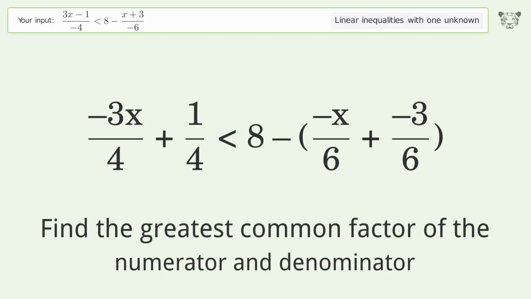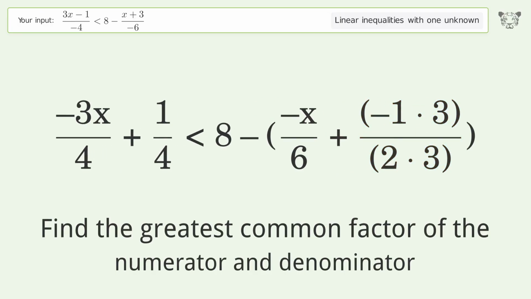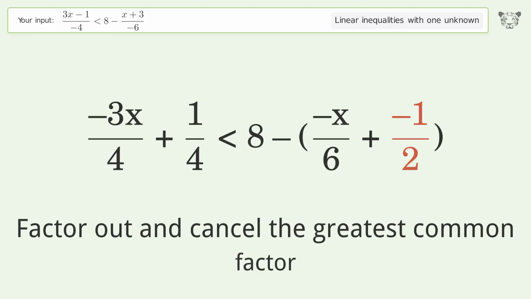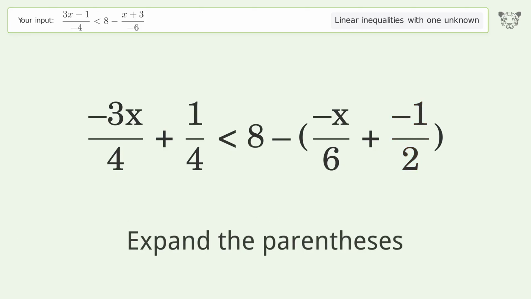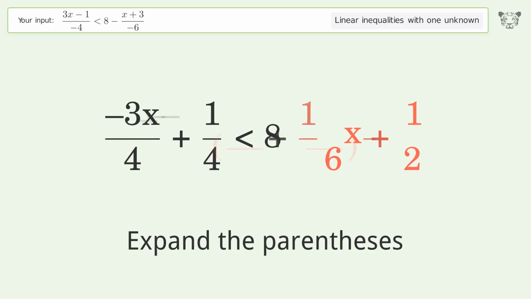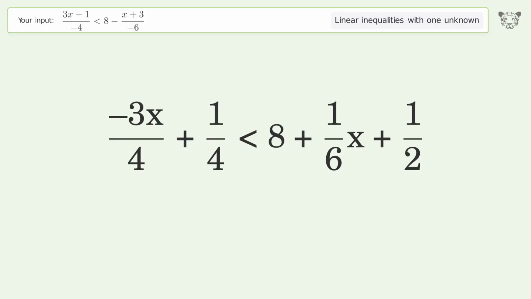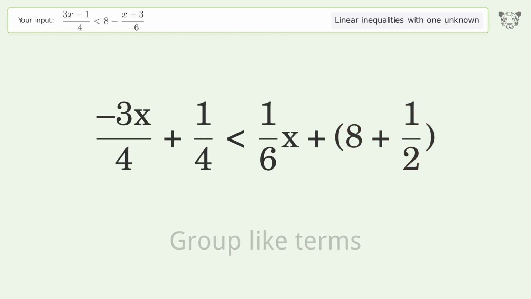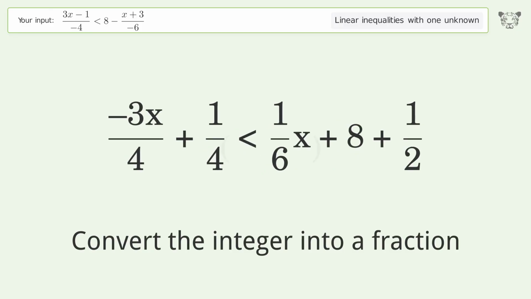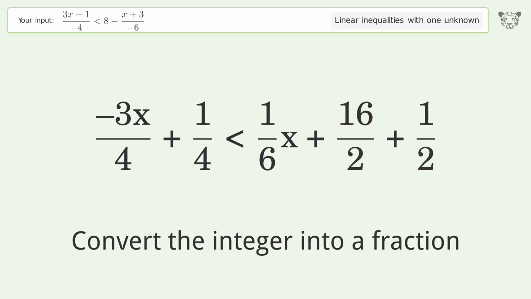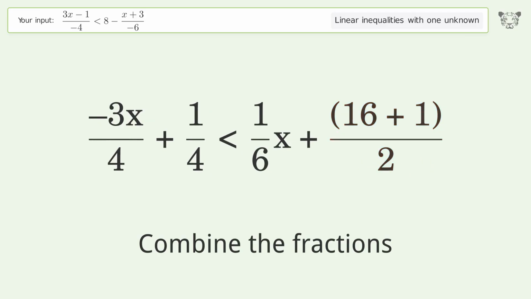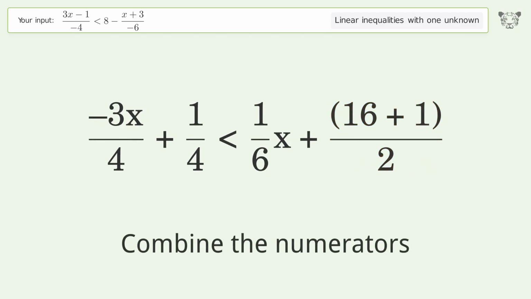Find the greatest common factor of the numerator and denominator. Factor out and cancel the greatest common factor. Expand the parentheses. Group like terms. Convert the integer into a fraction. Combine the fractions. Combine the numerators.